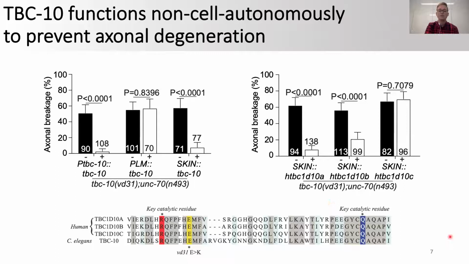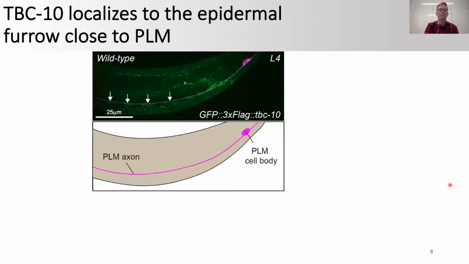So after determining that TBC10 was functioning within the skin, we next asked where it localizes within this tissue to mediate this protective role. We did this using CRISPR genome engineering. We tagged the endogenous TBC10 with a GFP and a FLAG tag and visualized its localization by spinning disk confocal microscopy. So shown here is a lateral view of the tail of the worm. We have visualized the PLM neuron with a cytosolic RFP molecule, which is pseudocolored here in magenta. You can see the cell body here and the axon extending into the midbody of the worm.